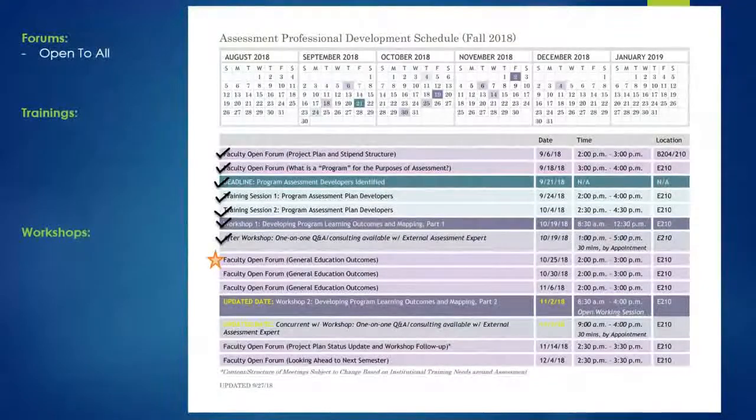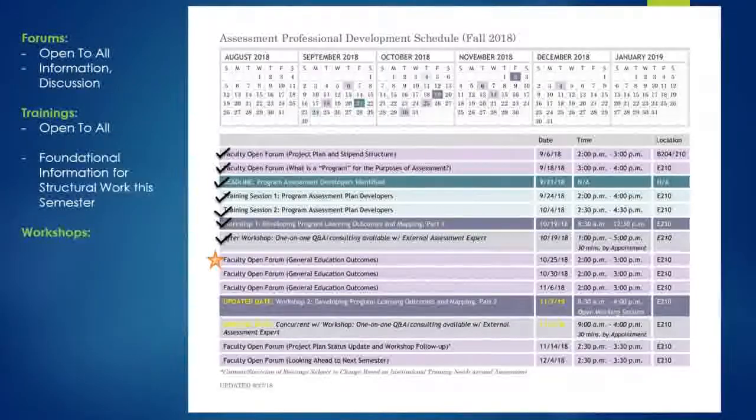This semester, this has been our professional development calendar. The forums, the ones in light purple, have been open to all stakeholders at the institution. This has been a venue to communicate information and to hold conversation and discussions around some of the efforts, like today, and towards the next half of this conversation, talking about our general education outcomes. We held two trainings earlier in the semester, one in September and one in October.